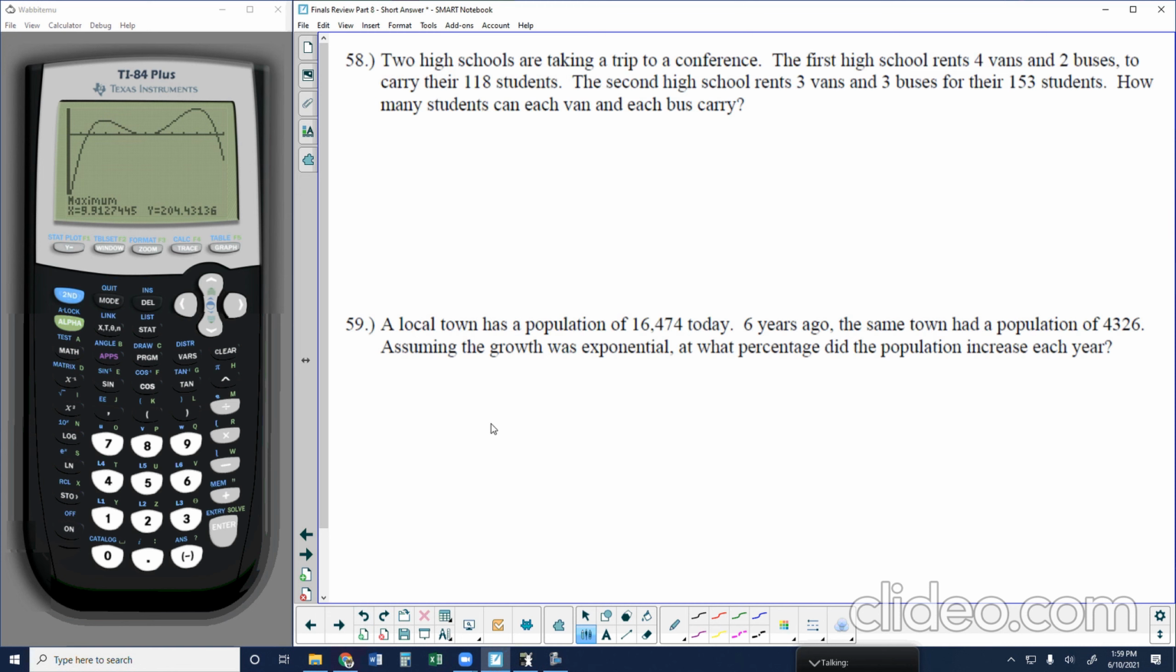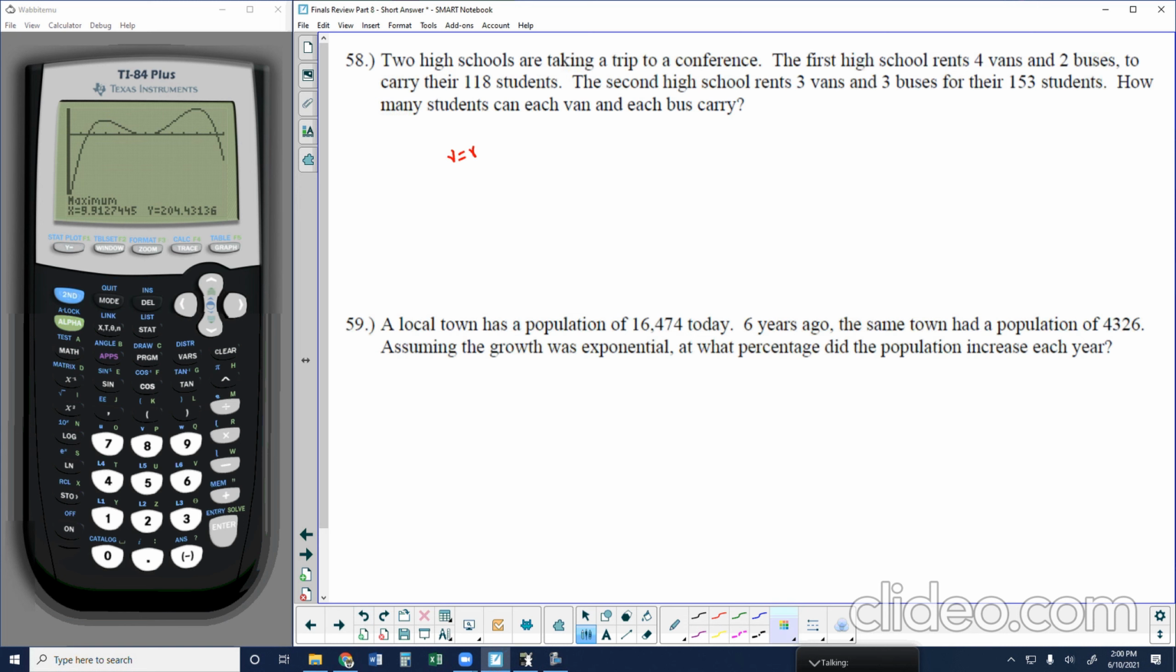It says two high schools are taking a trip to a conference. The first high school rents 4 vans and 2 buses to carry their 118 students. The second high school rents 3 vans and 3 buses for their 153 students. How many students can each van and each bus carry?